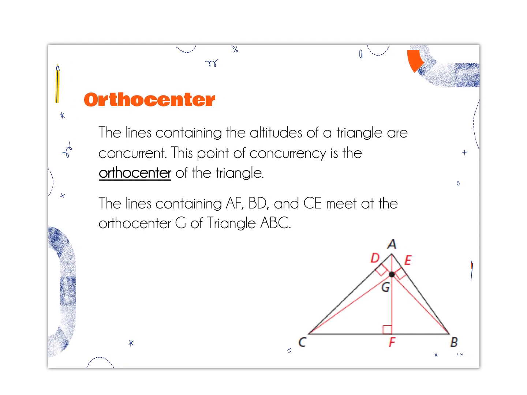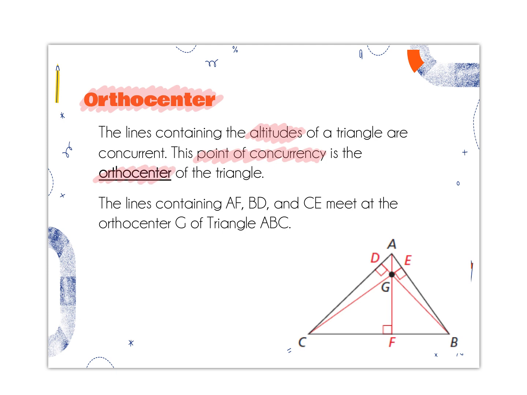So again, what are we going to do with that? Well, we're going to describe what the orthocenter is because it comes from altitudes. And it basically says the orthocenter is the point of concurrency of your altitudes, basically. The lines containing the altitudes of a triangle are concurrent. The point of concurrency is the orthocenter of the triangle. So again, the orthocenter comes from the altitudes, okay?